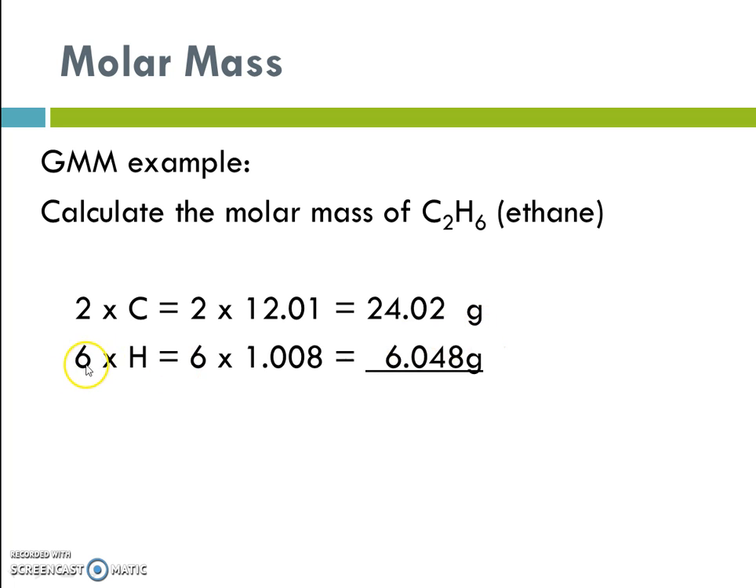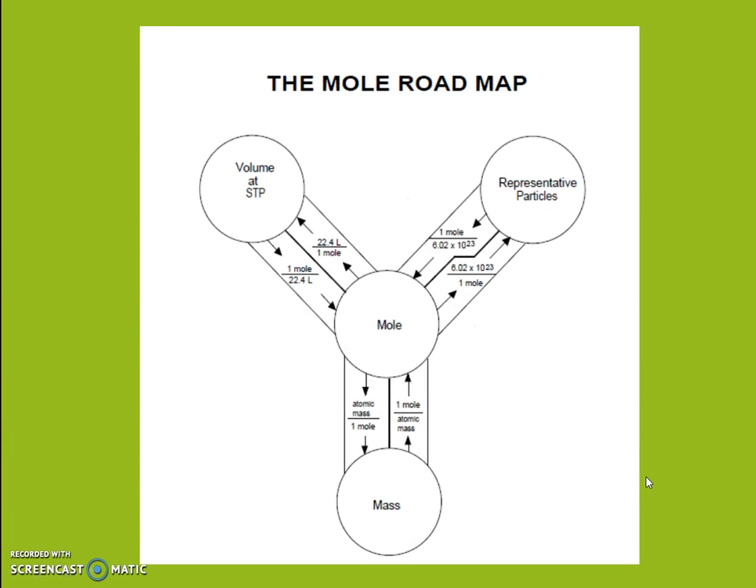And then for hydrogen, which is our exception, in the case of hydrogen, we have to use the thousandths place. It rounds to 1.008. So 6 times that is going to give us 6.048 grams. And then we'll go ahead and add that up, and we'll see that we get 30.068. But remembering that we always round our molar mass to the hundredths place means it will round out to 30.07 grams, which is equal to a mole.